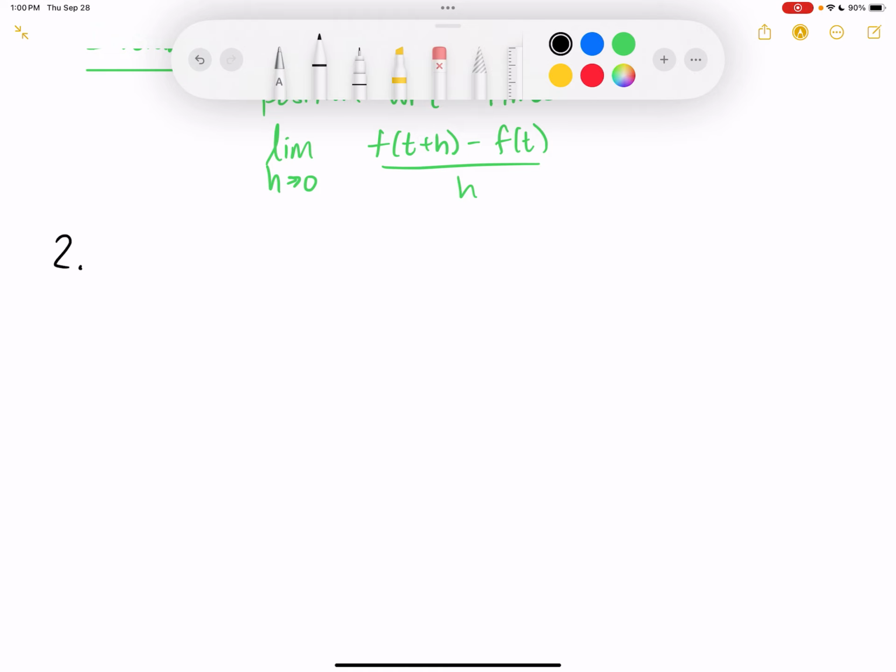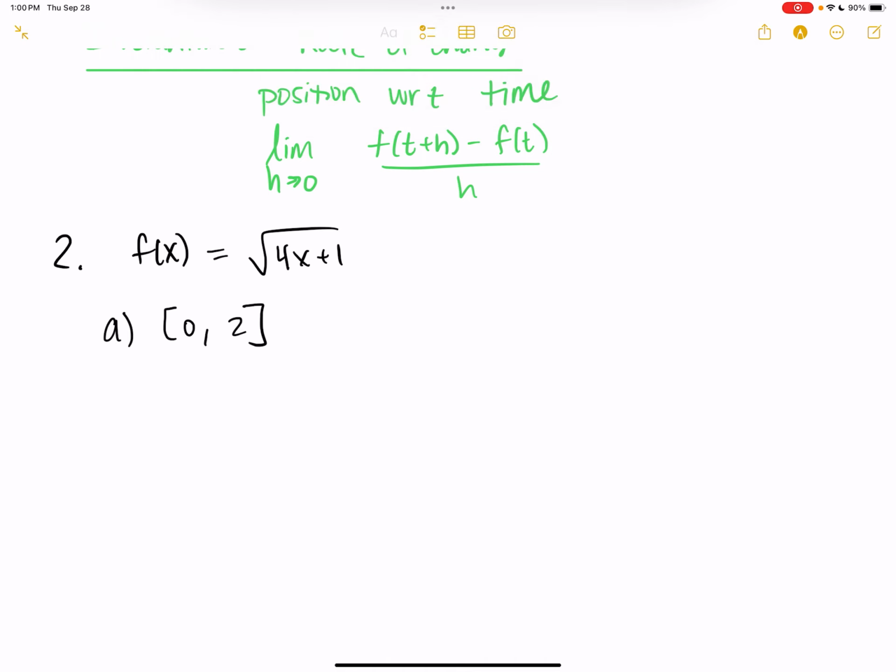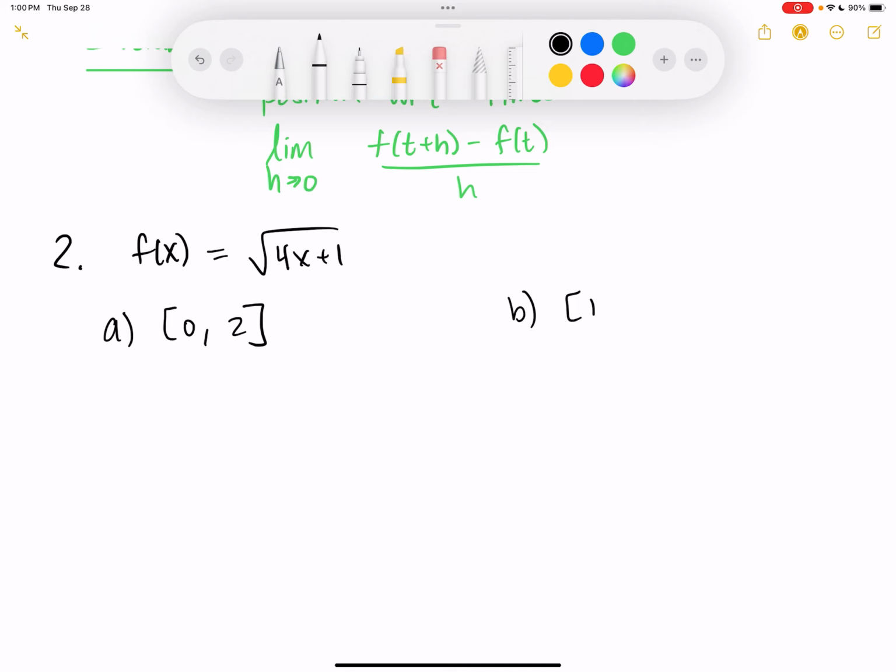Number 2. So these say to find the average rate of change of the function over each interval. So f of x is equal to the square root of 4x plus 1. And they actually give us 2 different intervals to do it over. So the first one is 0 to 2. And then the other interval is going to be 10 to 12.